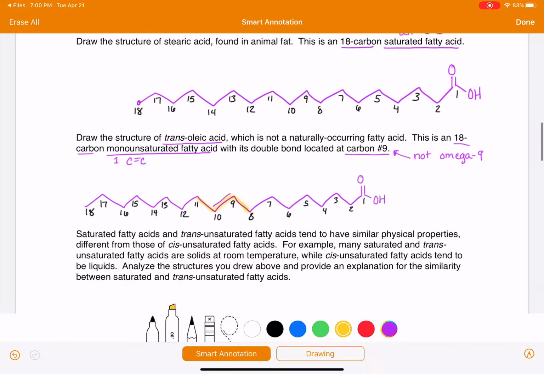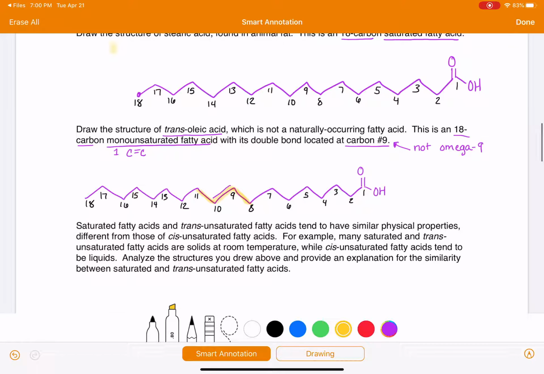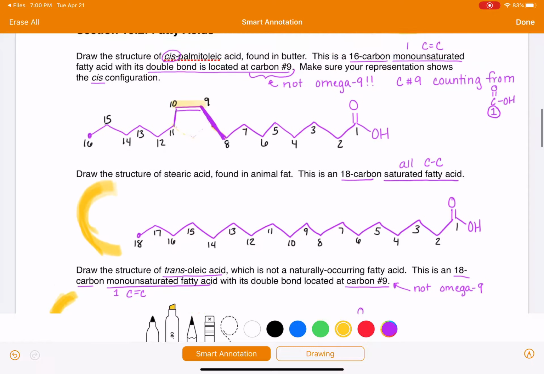The last question asks about saturated fatty acids, and here is an example of a saturated fatty acid, this guy right here. Saturated fatty acids and trans unsaturated fatty acids, which is this one, tend to have similar physical properties. This would have to do with whether it is a solid or a liquid at room temperature, stuff like that. And those physical properties of the trans and the saturated fatty acids are different from the physical properties of our cis fatty acids.